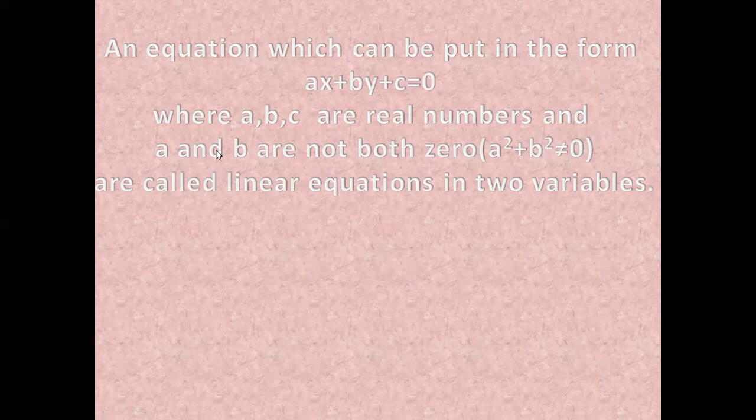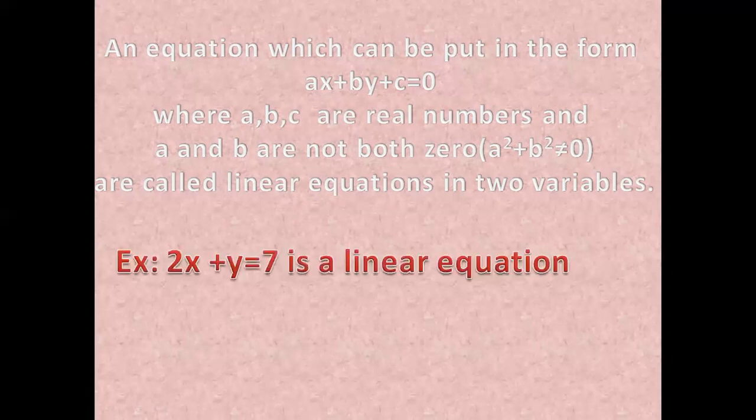And the second condition is a and b are not both 0. What happens if a becomes 0? Then this becomes a linear equation in one variable. If b is equal to 0, then also it becomes a linear equation in one variable. Therefore, a and b are not both 0. This type of equations are called linear equations in two variables. Let us see an example.